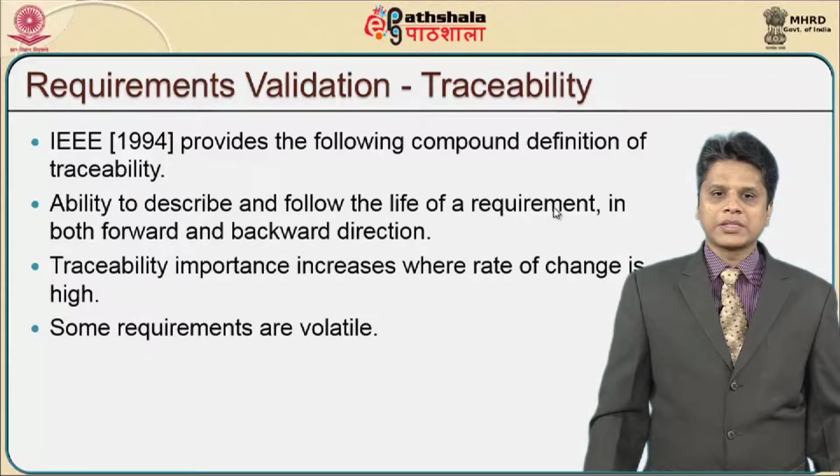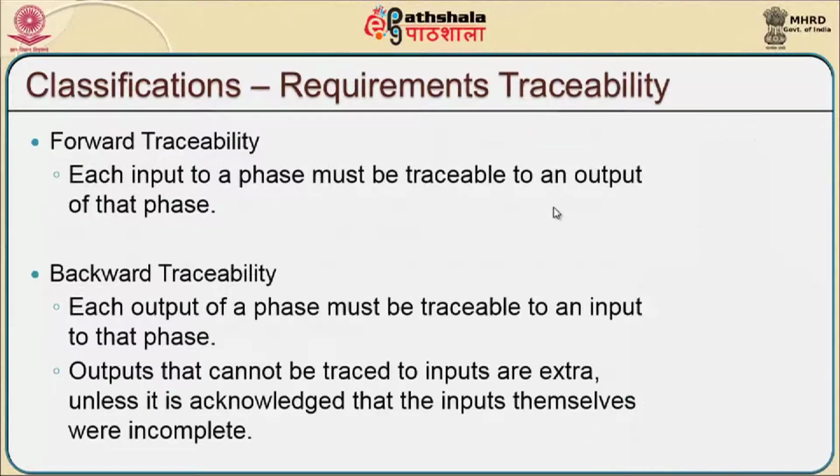So traceability importance increases where the rate of change is so high. Some requirements are sometimes volatile. We have two different classes of requirements traceability. One is called forward traceable and the other is called backward traceable. When I am doing the forward procedure, I trace the information a lot. Each input to a phase must be traceable to an output of that particular phase. So when I am working in the forward direction, I want to give an appropriate output which the user seeks. For every type of input given to the phase, the output should be significant enough, or more appropriate, for the users.